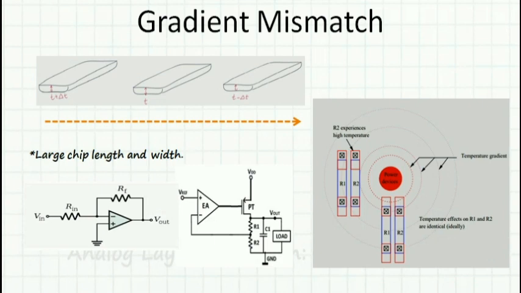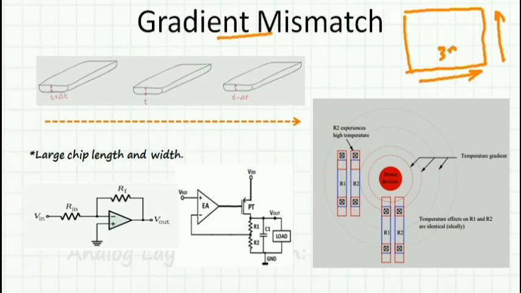The next type of mismatch is a gradient mismatch. So what is this gradient mismatch? Let's look into it. Whenever I have an IC which is not very small, which has a bigger length and bigger width, say some 3 mm or 6 mm even, then the length is quite high, and we have a gradient from one corner to another corner. That kind of a mismatch is called gradient mismatch.